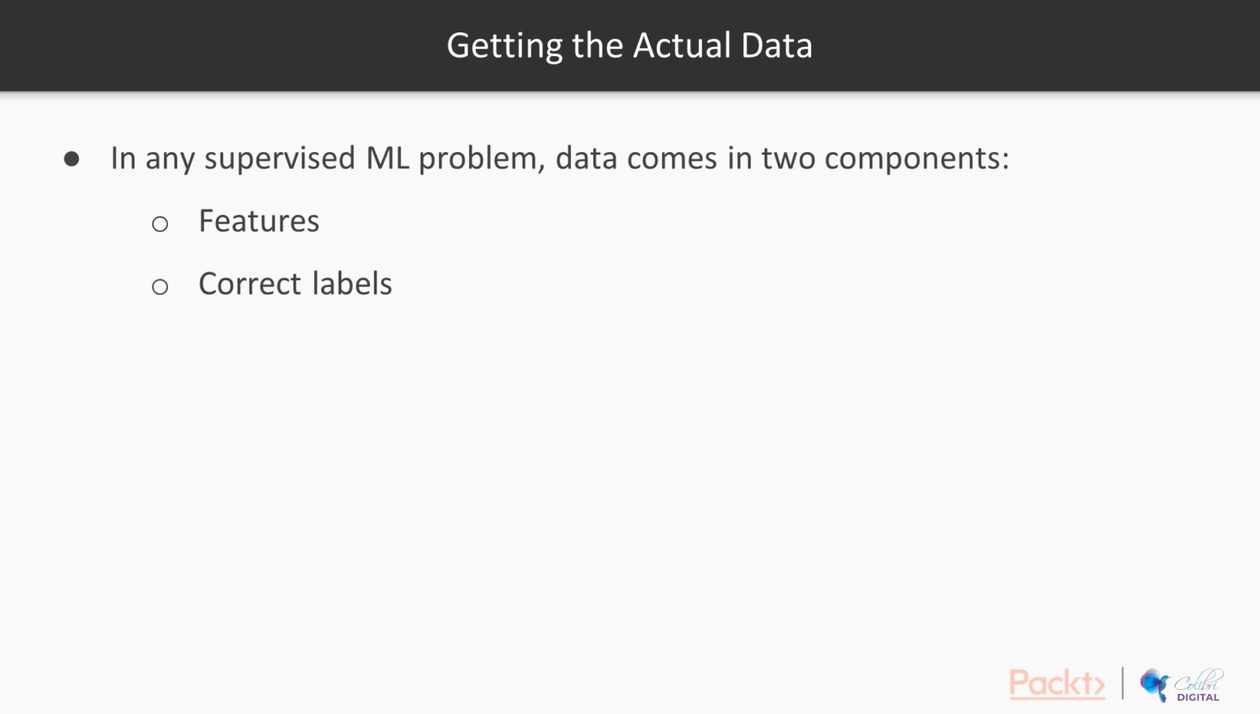The next thing I want to do is to get the actual data. In any supervised machine learning problem, the data comes in two components. The first component is the features, which we use to predict the labels. And the second component is the correct labels, which we can use to teach the machine learning model.